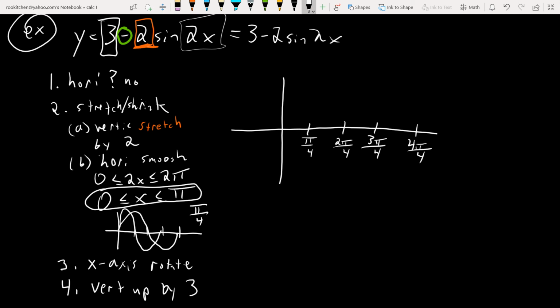The amplitude I said was 2, so I'm going up 1, 2, down 2, and there's a flip, so it's going to originally kind of look like this. Okay, so I'm flipping the sine function, and then I got to go up vertically by 3. So 1, 2, 3 is kind of the new center, if you will, and then it's going up and down by 2. Okay, so it's going to look like this. And there we go. And then it goes on and on forever.